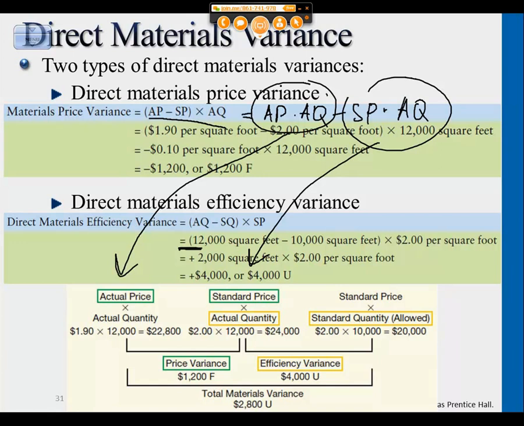Which one from which one? So I take my price variance and efficiency variance? Or do I take maybe my standard price, standard quantity, and actual price, actual quantity? Or is it the same? If I take my price variance and add efficiency variance to it, is it the same as if I take actual price, actual quantity, and subtract from it my standard price, standard quantity?